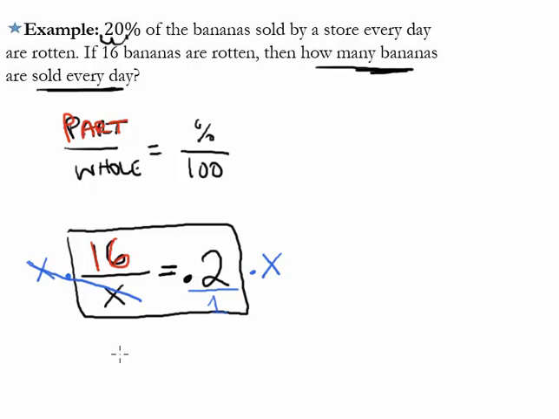I'll just do it all in black now. I have that 16 equals 0.2 times x. And we say, well, how can I solve this problem? 0.2 times x. How do I get rid of the 0.2? It's the same way you would if we had told you that 16 equals 8x. You would have divided both sides by 8. Only in this case, we're going to divide both sides by 0.2. You can divide by a decimal. You can divide by a number less than 1. So let's do that in our calculator.